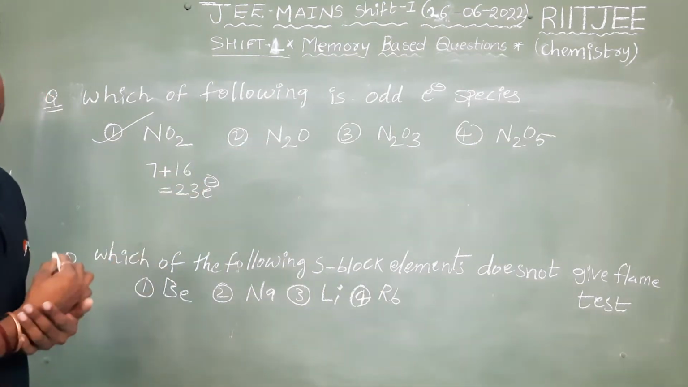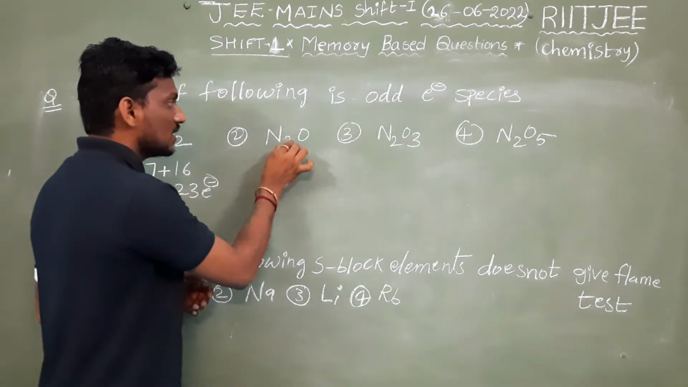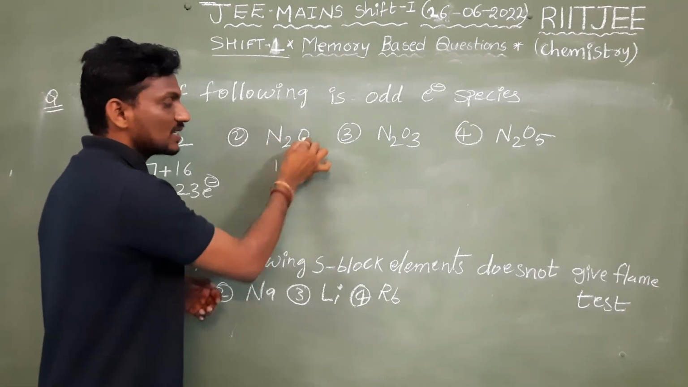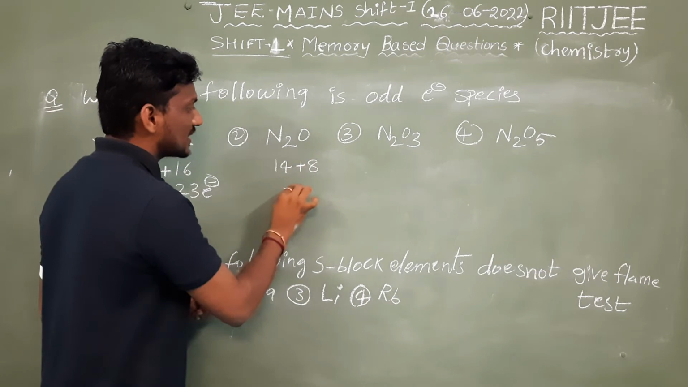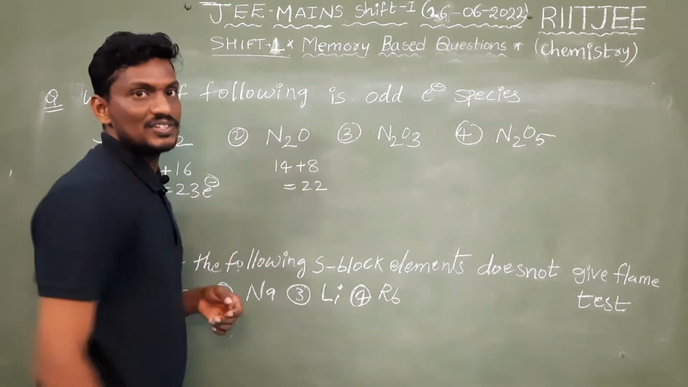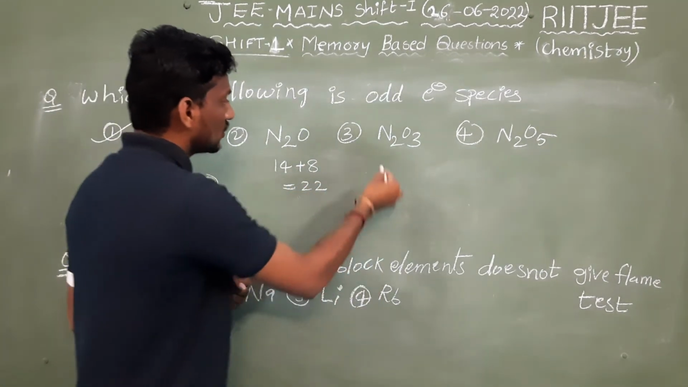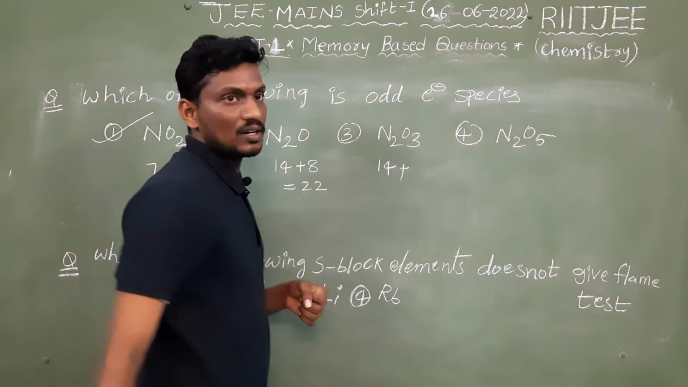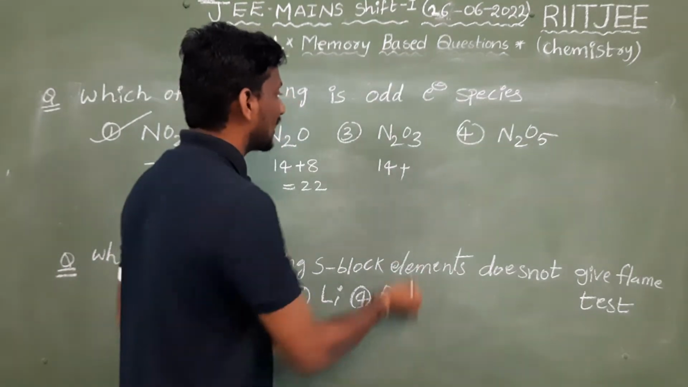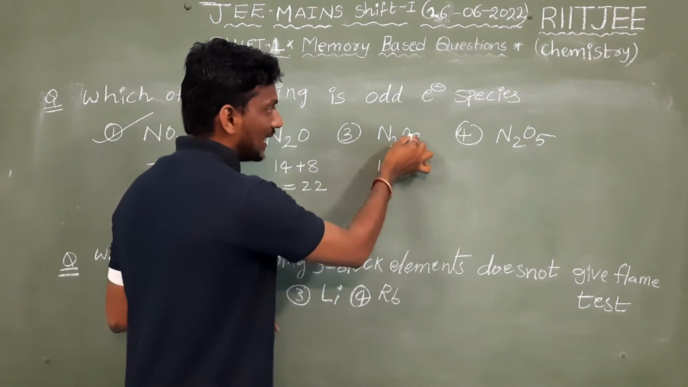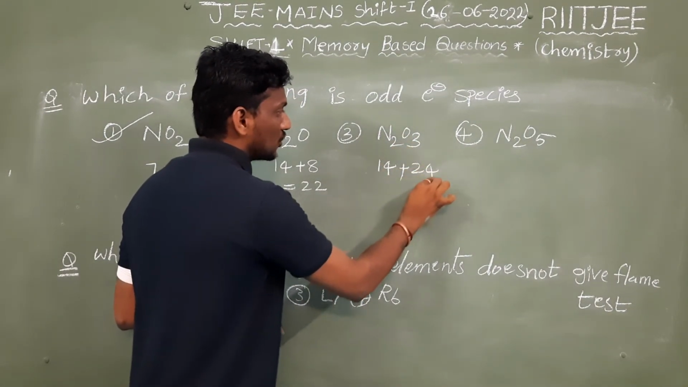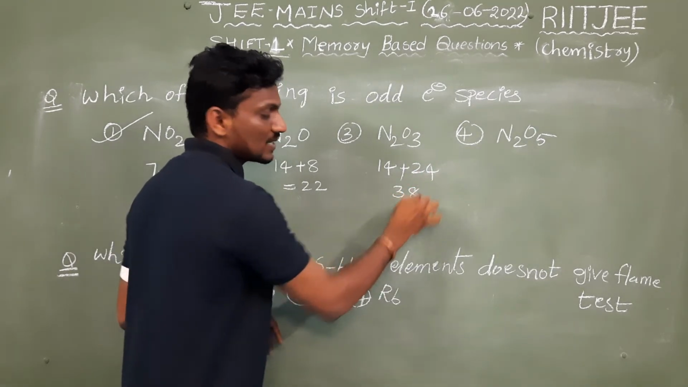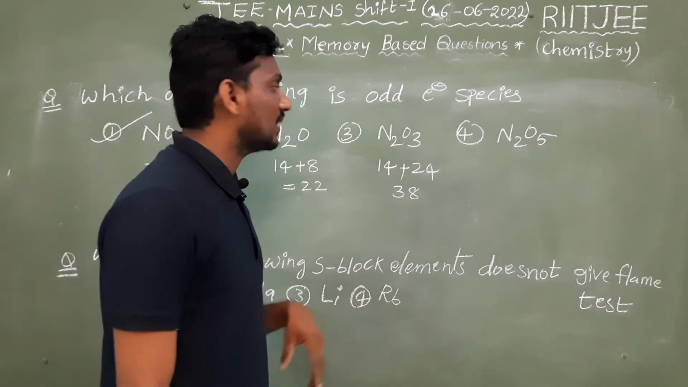Let us check the remaining options also. Second option: nitrogen is 7, two 7s are 14 electrons. Oxygen is 8, so 14 plus 8 is 22, which is an even number of electrons. Next, the third option: N2 means 7 plus 7 is 14 electrons. Oxygen has 8 electrons, so 8 threes are 24. So 24 plus 14 is 38 electrons, which is an even number of electrons.